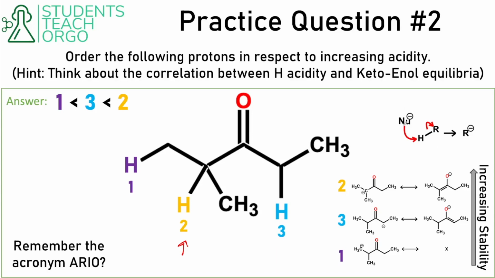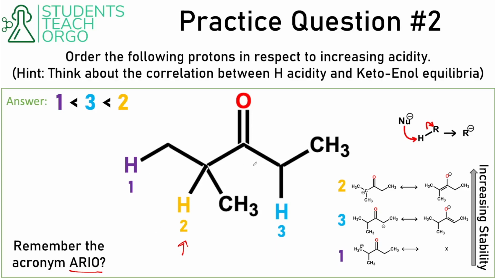when a base or a nucleophile takes a proton away from a molecule, that parent molecule will be left with a negative charge. And so if we look at the 4 different anions that would be created from removing this proton, or this proton, and then judging their stability, we should be able to determine which is the most acidic. And the ARIO acronym, that's something you learn in Orgo 1. A stands for atom, R for resonance, I for induction, and O for orbital.